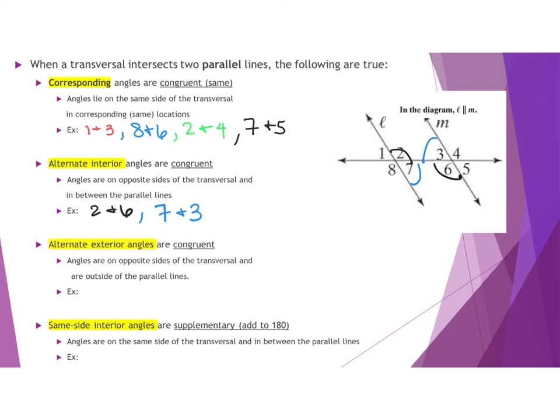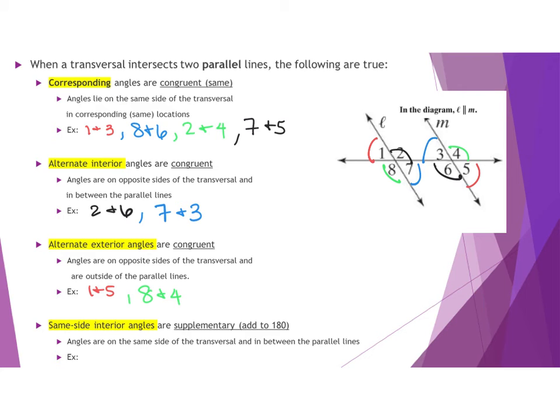Now we have the same property for alternate exterior angles. The only difference is that exterior means that we are on the outside. So for our alternate exterior angles, I have 1 and 5, and I also have 8 and 4.